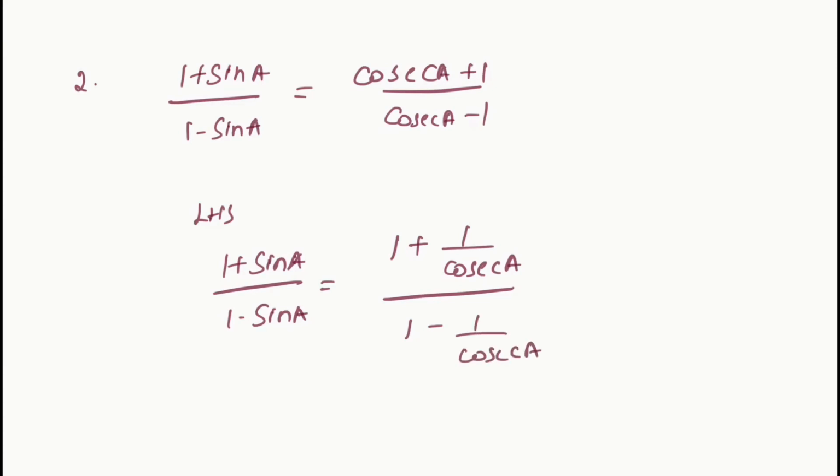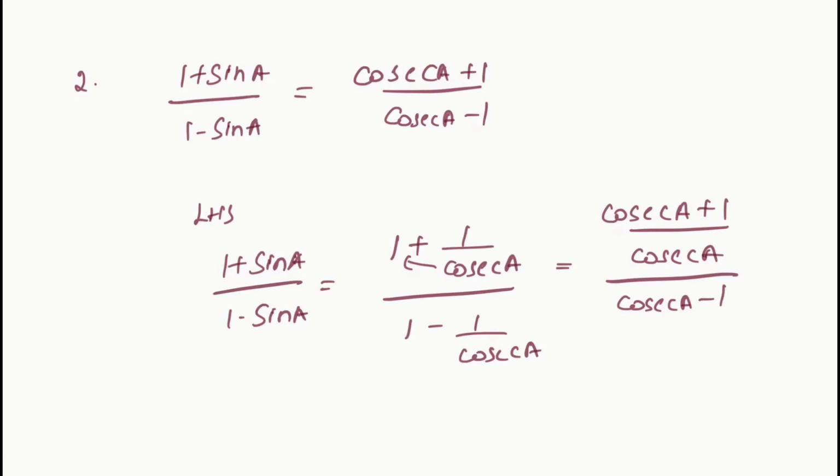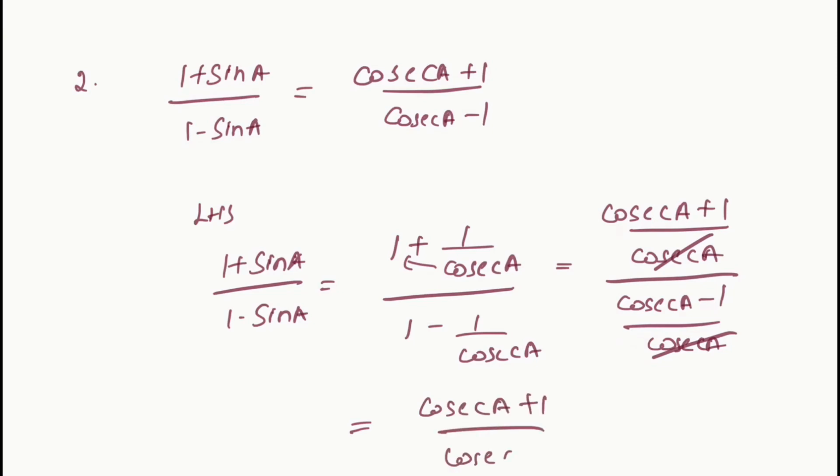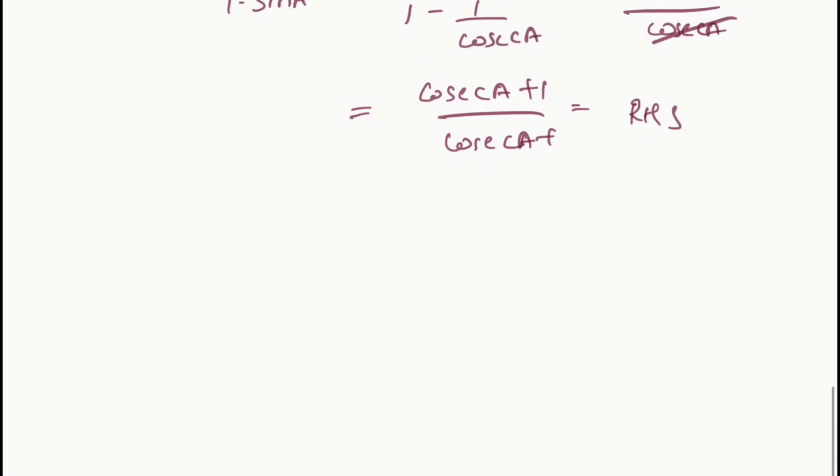Over 1 minus 1 by cosecant A. So taking LCM, I get (cosecant A plus 1) by cosecant A over (cosecant A minus 1) by cosecant A. So this and this I can cancel. Finally I'll get back (cosecant A plus 1) by (cosecant A minus 1). That is equal to my RHS. So again, hence proved. So these questions were similar. So you could easily do it.